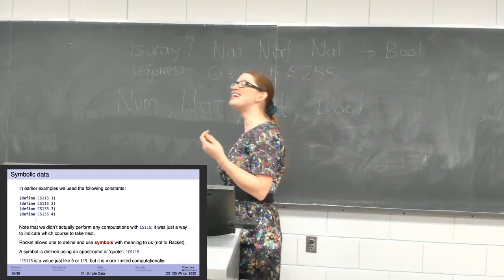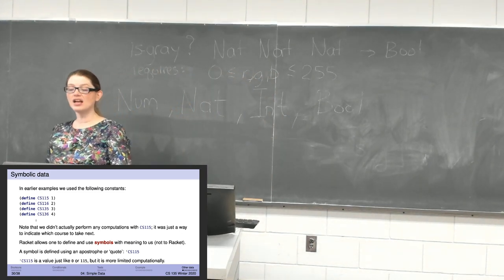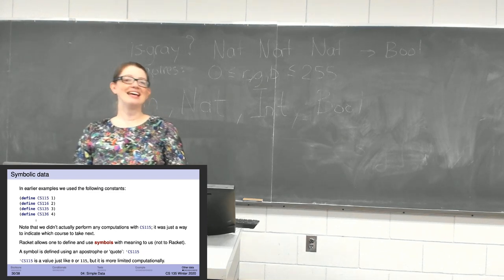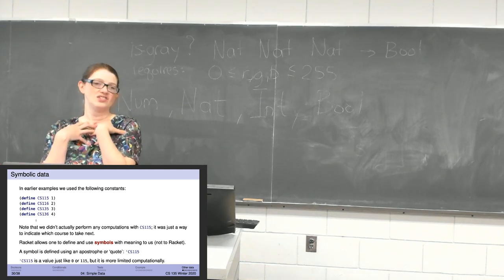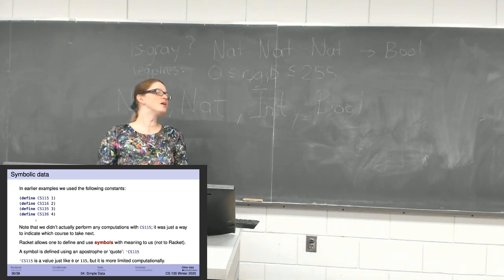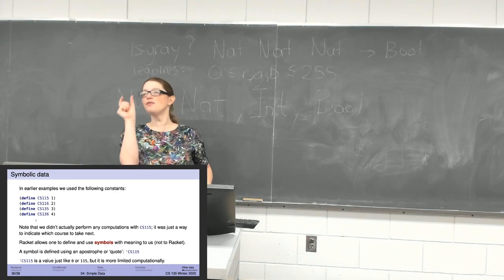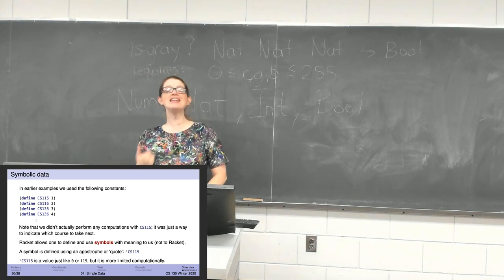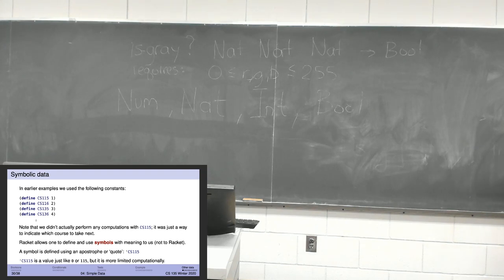We can use a symbol to do this. Now, a symbol doesn't have any kind of meaning. The name of the symbol just has meaning to us. There's no number meaning to it. There's no letter meaning to it. It's just an identifier, a word that is meaningful to us. And how we specify a symbol is by putting the single quote in front of a word.